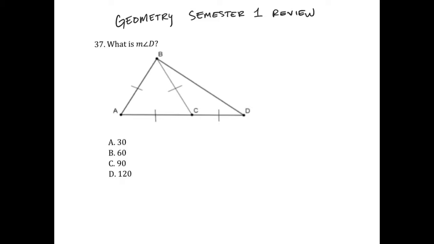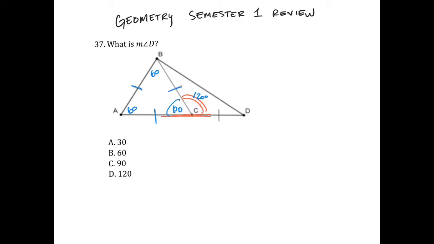On 37, it says, what is the measure of angle D? Well, there's an equilateral triangle, and you know that the angles in an equilateral triangle are all 60 degrees. So if that's 60 degrees right here, then this angle is going to be 120 degrees, because it makes a linear pair. I didn't really need to do all that, but that'll work. We'll just keep going with it.